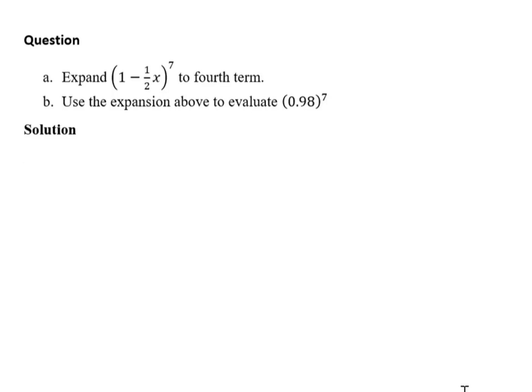We are supposed to expand this binomial here to the fourth term. Sometimes the question can be framed as: expand (1 minus half x) raised to the power 7 to the term in x cubed. It means the same thing. But the first thing we do is to identify the coefficients from Pascal's triangle.